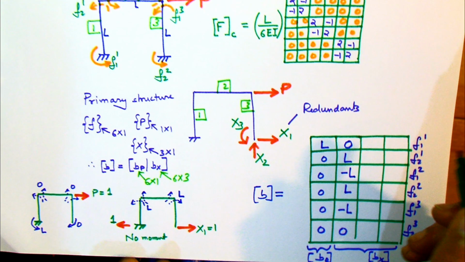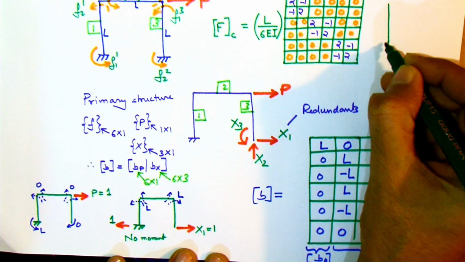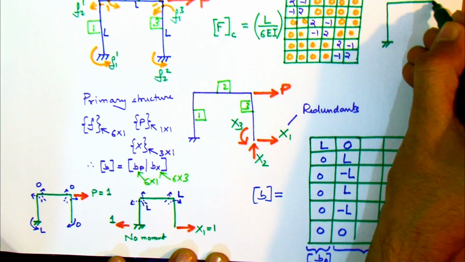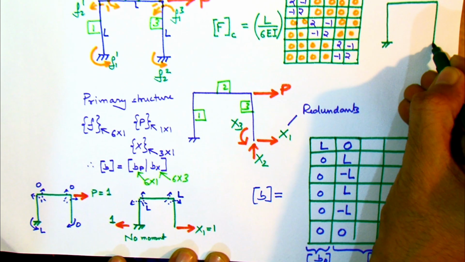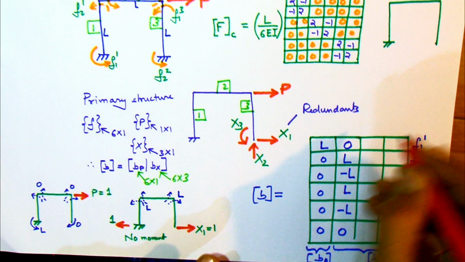Then we can apply x2 equal to 1 and get the second column of Bx, and finally x3 equal to 1 and we can get the third column of Bx.